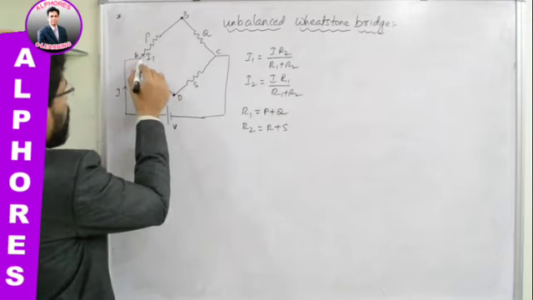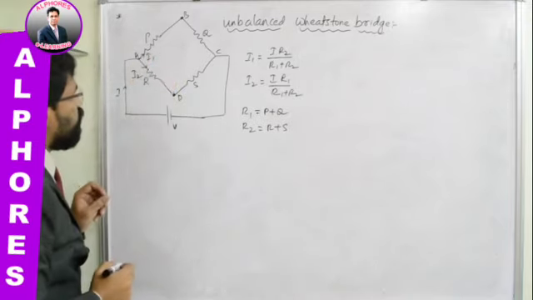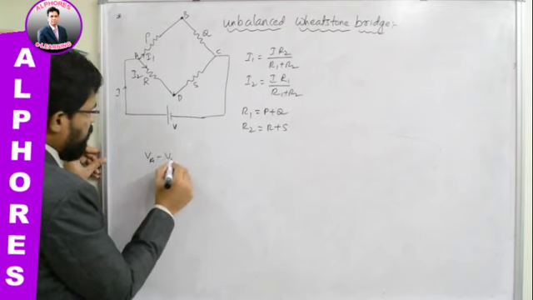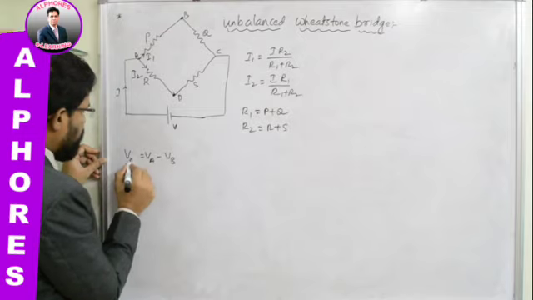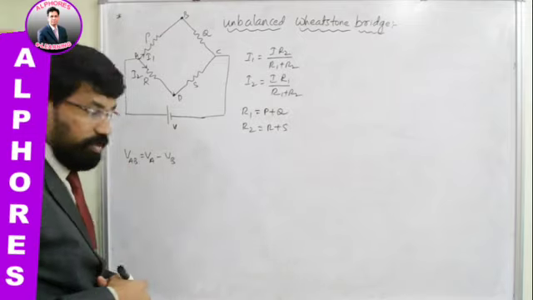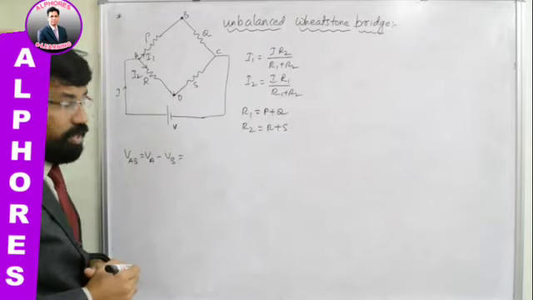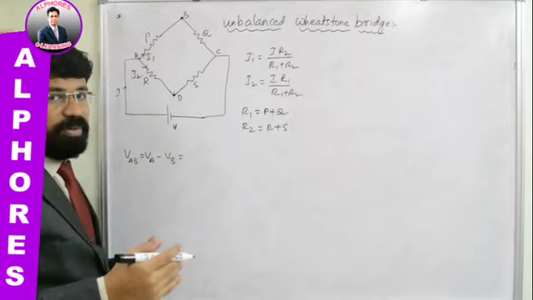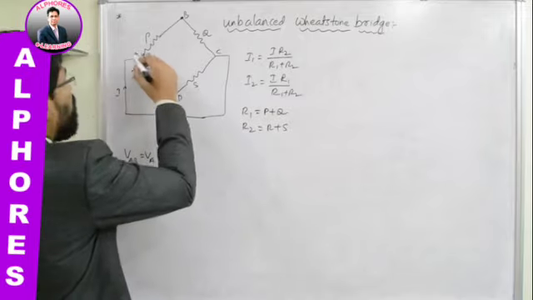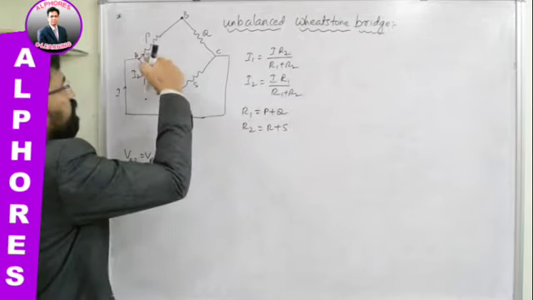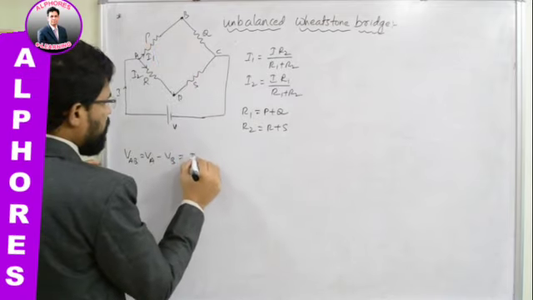I'll take the potential difference between these 2 points A and B. How can it be written? VA minus VB. This is the potential difference between A and B. Using Ohm's law, potential difference is equal to current multiplied with the resistance. How much current is flowing between these 2 points? I1. And how much is the resistance between these 2 points? P.